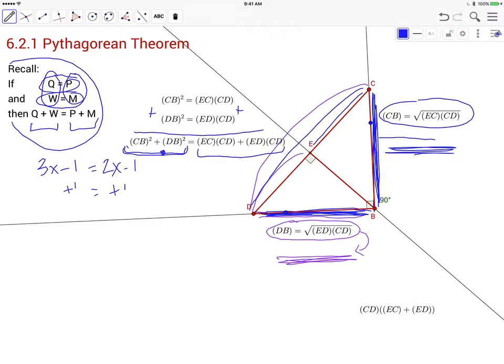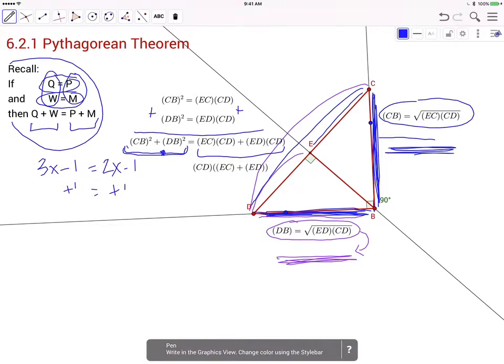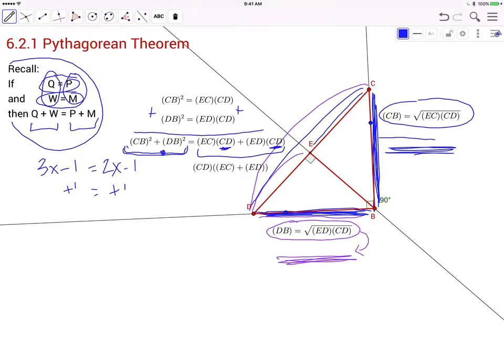And what we want to do is take a look at the fact that if I take this out, look what's happening. CD is a member of both. CD is here, CD is here, so I can factor that length out. And what's left behind is EC plus ED. And let's be very clear, I'm going to do this in red because this is the big reveal: EC plus ED could be rewritten as CD.